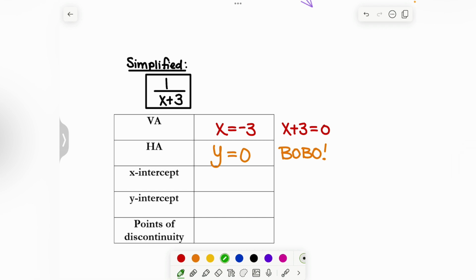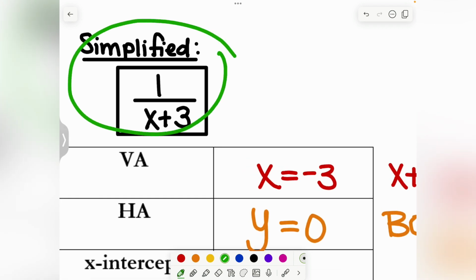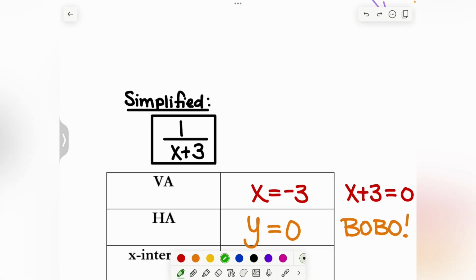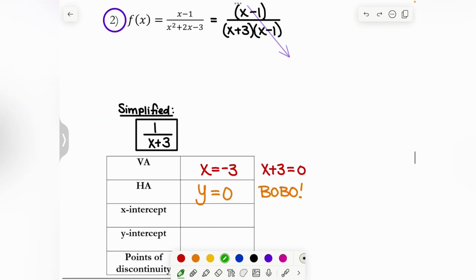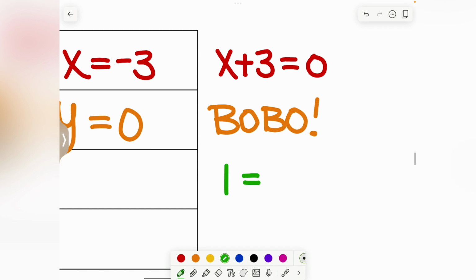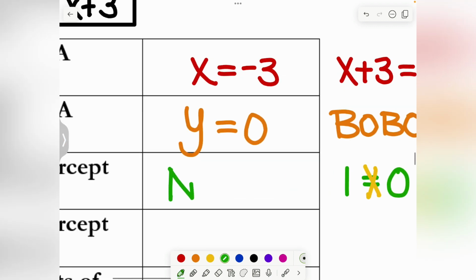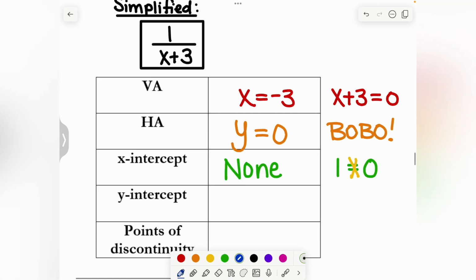Moving on to the x-intercept, again, still off of the simplified. Totally ignore the original, because if you look back at the original, guess what? You're going to get the wrong x-intercept. All right, so you have to go from the simplified equation. Now, if I set the top equal to 0, which is what you do, you get a false statement. So if that happens and you get a false statement, that just means there is no x-intercept, so that one's none.